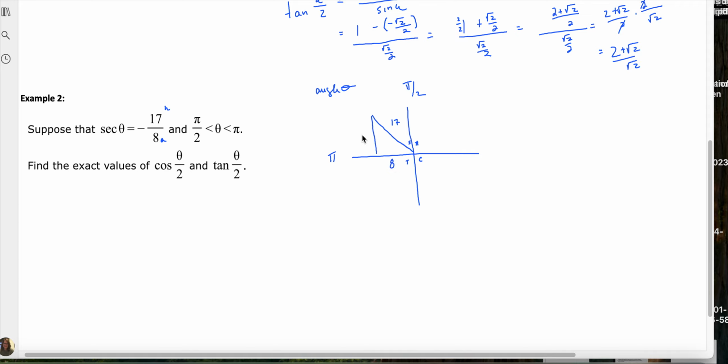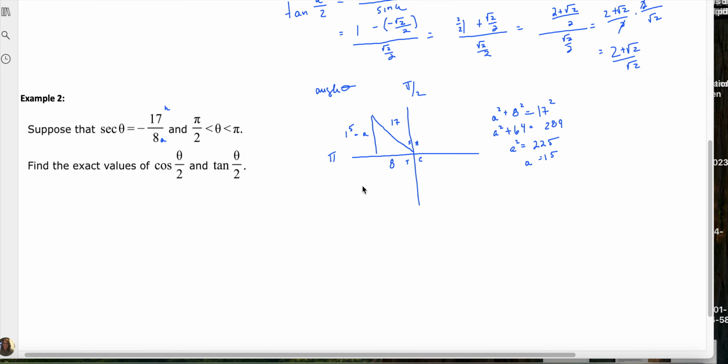And then we can use the Pythagorean theorem to find the other side. We can call the other side anything we want. So that would be a squared plus 8 squared equals 17 squared. So a squared plus 64 is equal to 289. Subtract 64 and a squared is equal to 225. Square root that, so a is equal to 15. So we know that this side is 15.